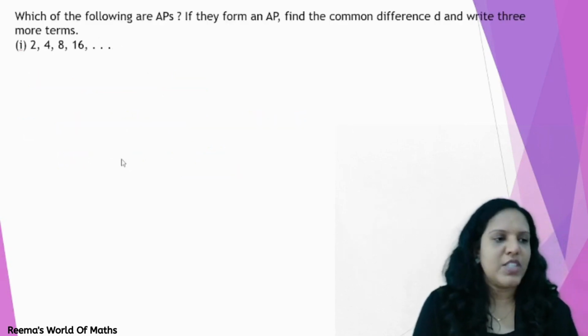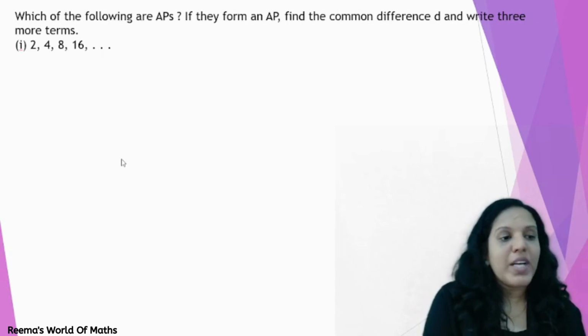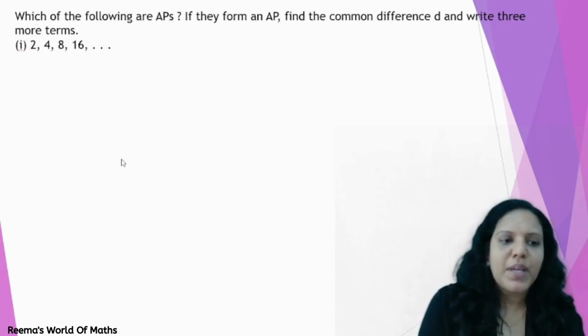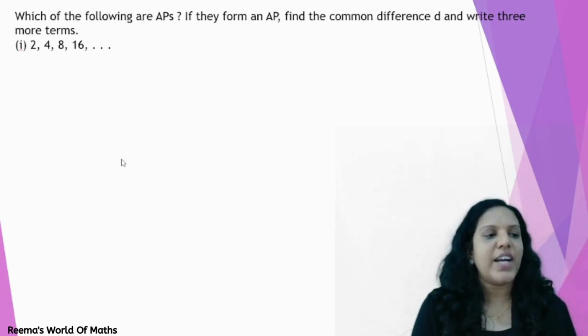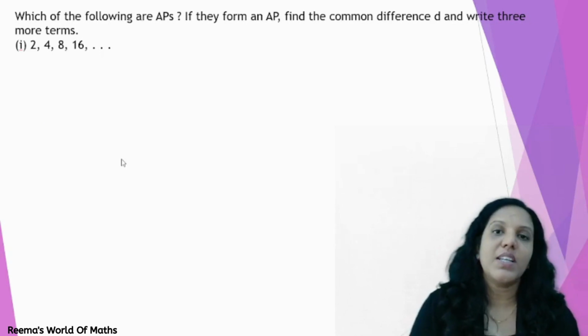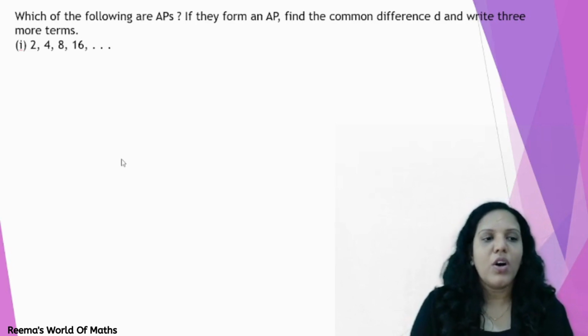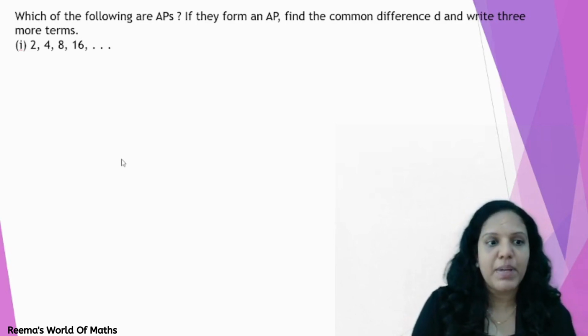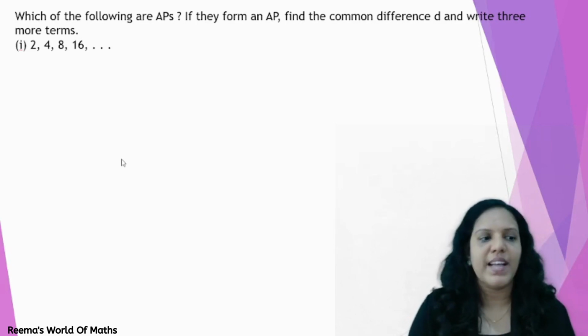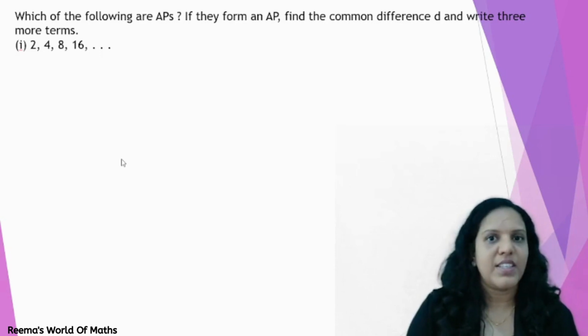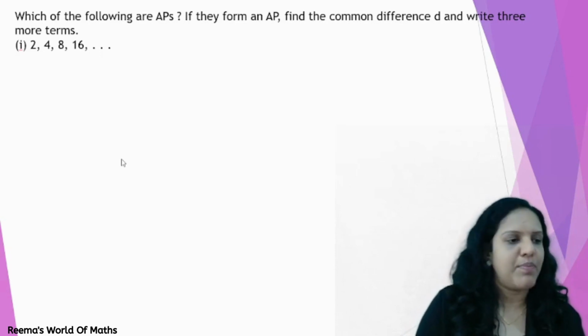Next question, question number 4. Which of the following are APs, and if they form an AP, find the common difference d and write 3 more terms. So we need to see whether these series are in the form of an AP, and if they are in AP, then we need to find the common difference and write the next 3 more terms of the AP. So the first one is 2, 4, 8, 16.